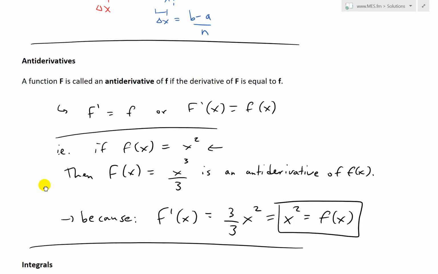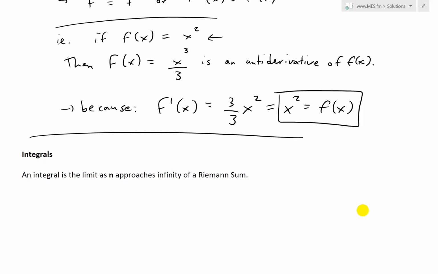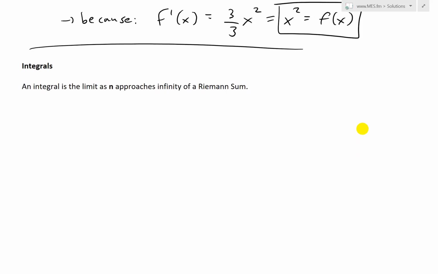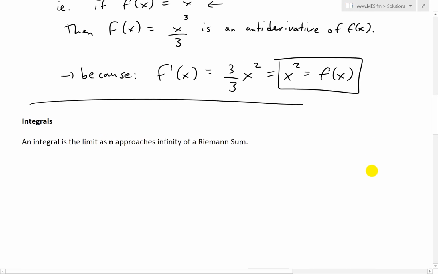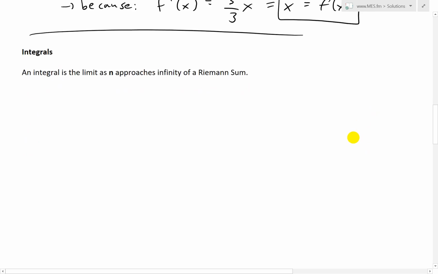Circle that. Okay, so now that we've recapped on antiderivatives, now let's look at integrals. So integrals, again to recap, an integral is simply the limit as n approaches infinity of a Riemann sum. So it's pretty much a Riemann sum. In other words, it's also written like this. So you would write an integral from a to b of f of x dx.